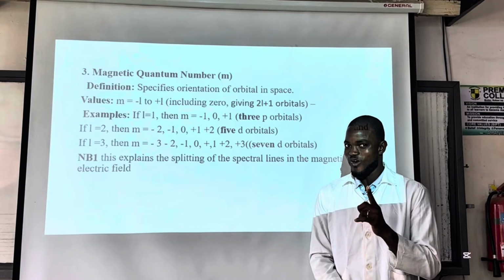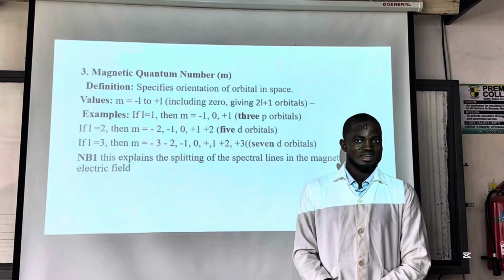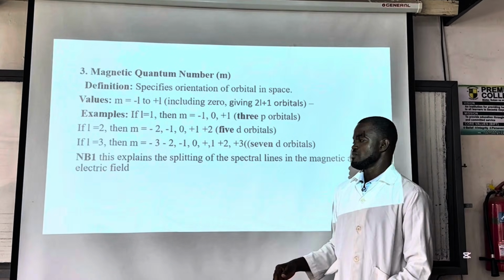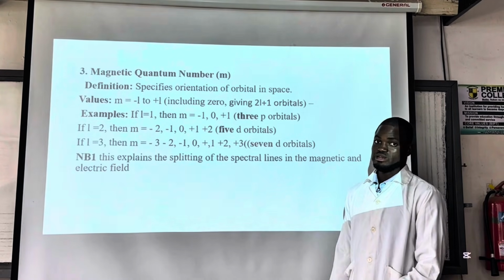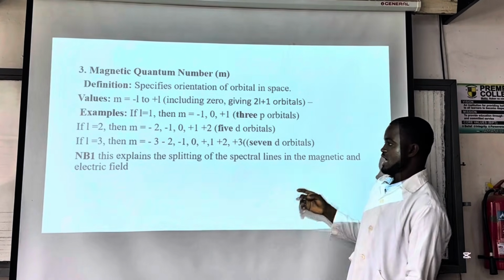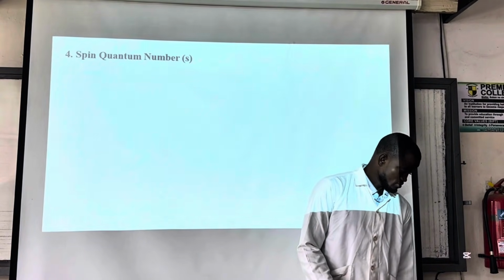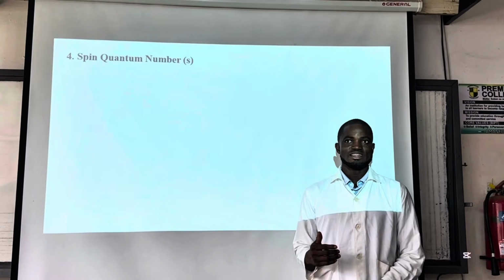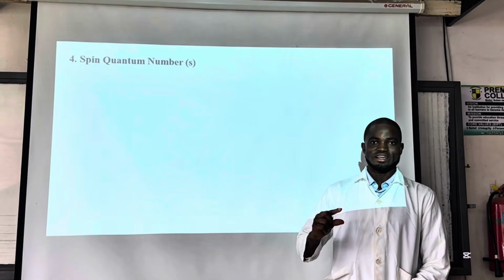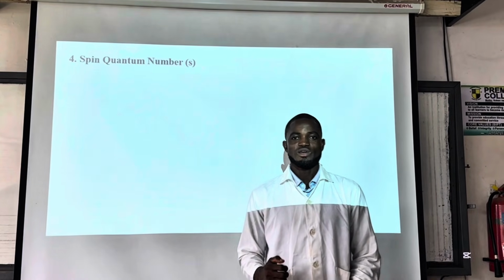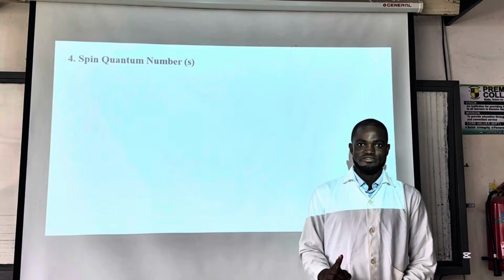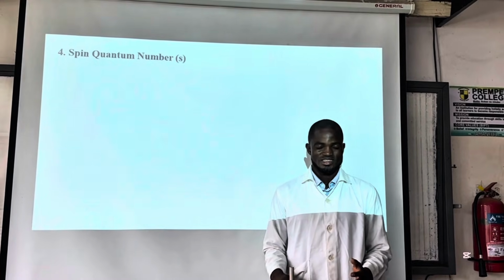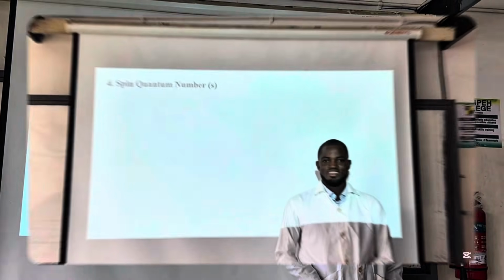Remember, Niels Bohr only stopped at the principal quantum number, and that's why he could not explain the splitting of the spectral lines. The wave mechanical theory made us understand how or why the splitting is done. Take note of that. Before I add the fourth one, remember that the splitting of the spectral lines in the presence of a magnetic field is called the Zeeman effect, while the splitting in the presence of an electric field is called the Stark effect. You may not need that for this level.